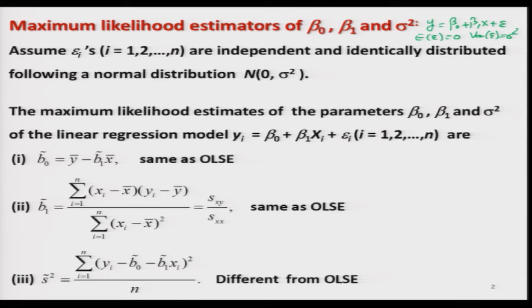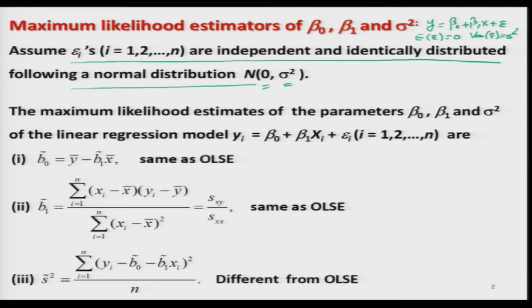Now we are making one assumption: we associate a probability density function with the epsilons, because unless you associate a probability density function, you cannot write down the likelihood function. So we assume that the epsilon i's are identically and independently distributed following a normal distribution with mean 0 and constant variance sigma square. First I will give you the final outcome, and then I will show you how to get them.